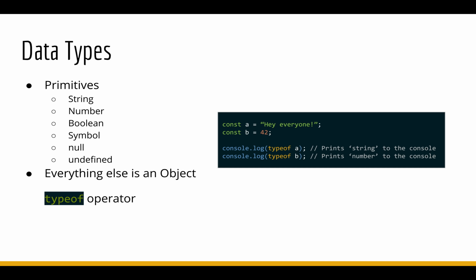And you can use the typeof operator, which is shown here, to return whatever the type of any given variable is, and it'll return it as a string. That can be useful sometimes, just to check that you're getting what you're expecting to be getting.